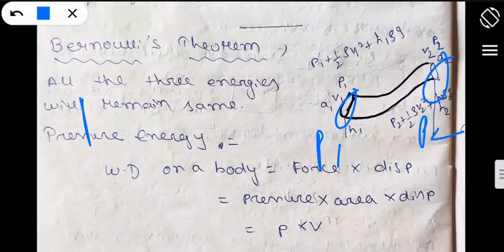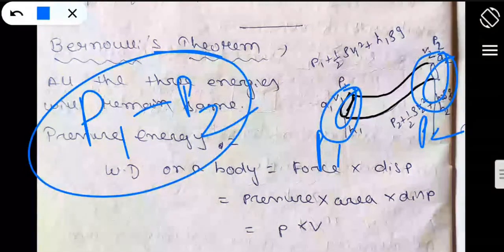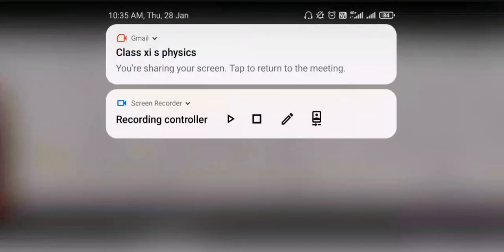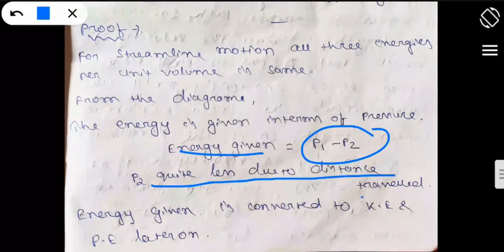So what is the energy that you are providing? P1 minus P2. This is the net energy you are providing, right? Because this is higher and this is lower. So what is the energy that is being provided? P1 minus P2. So here I have written energy given, P1 minus P2. P2 is quite less due to distance traveled. I have written it, don't worry.